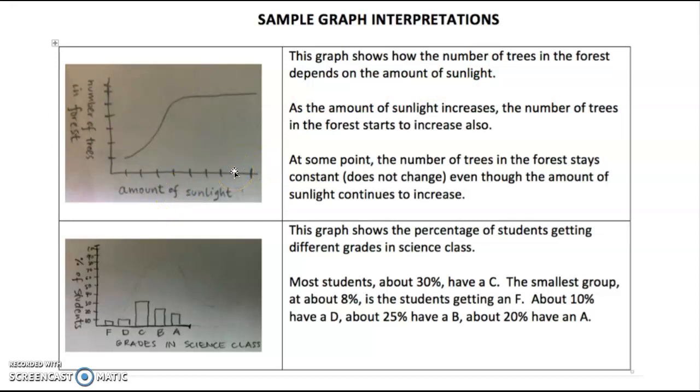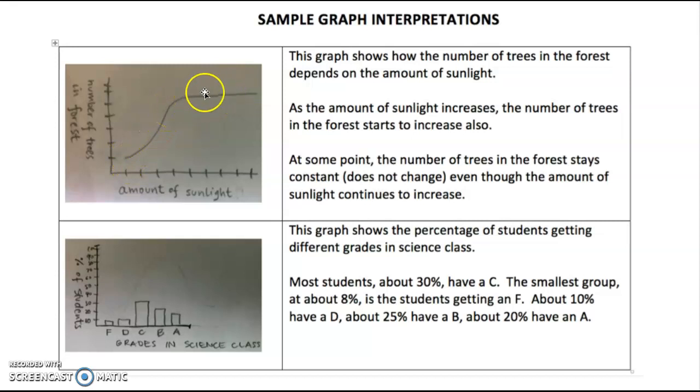Okay, now I'm ready to look at the parts of the graph. So I'm going to start with this part here because it's increasing, and then this part here is constant. So in order to interpret the whole graph, I have to talk about what's going on here, and I have to talk about what's going on here. All right, so I'm going to start off. As the amount of sunlight increases, the number of trees in the forest starts to increase also, okay? So here is an increasing relationship. The amount of sunlight increases, the number of trees increases, okay?